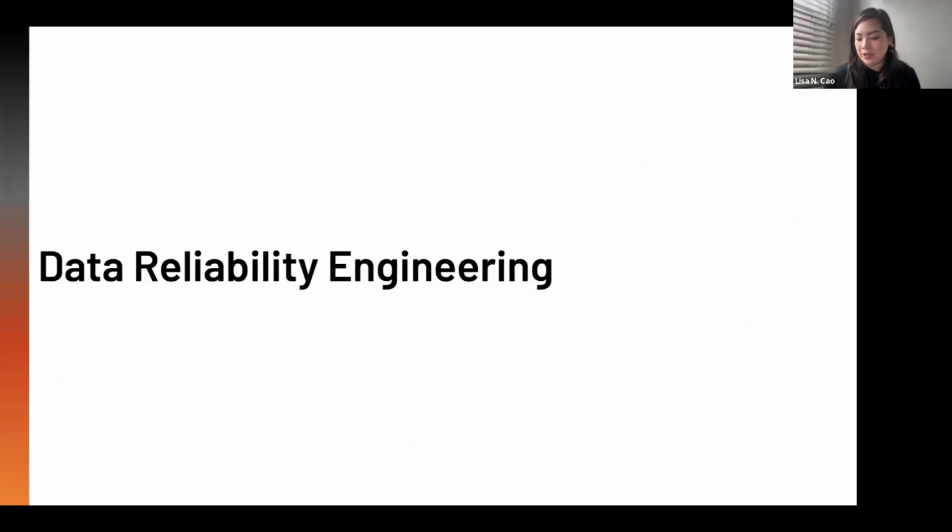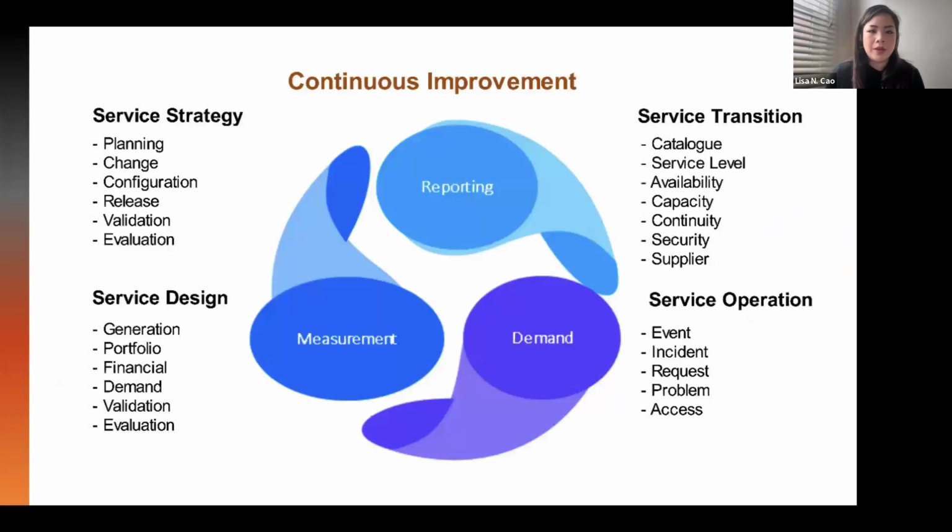Data reliability engineering. This is also a really big component of how we think about microservices, data services, and data platforming, and it's pretty important in my opinion.